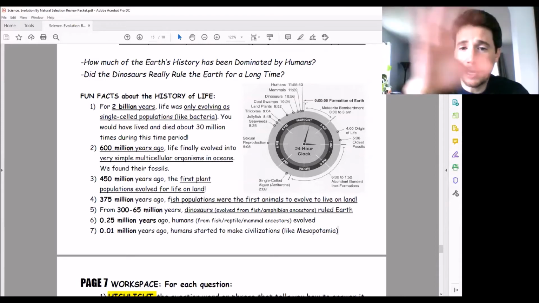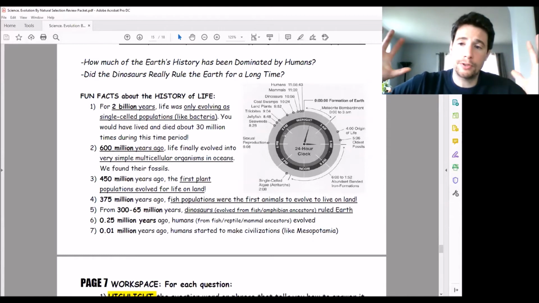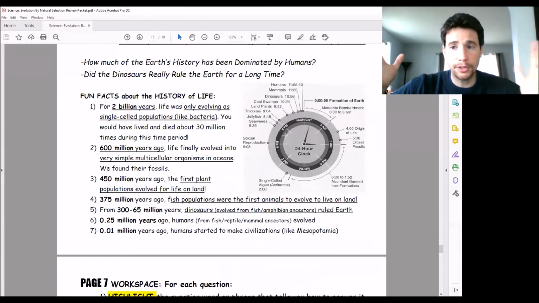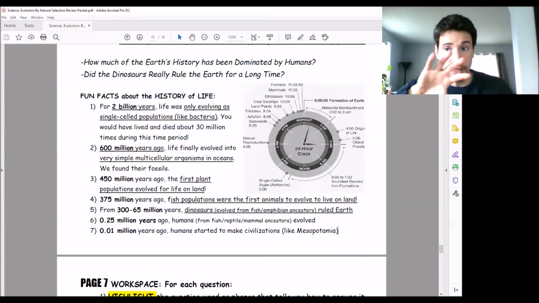in how life has changed over time on Earth, but also how long the dinosaurs were here and what has happened to the Earth since its beginning. So that's what this diagram shows you. It sort of crushes the whole age of the Earth and puts it into a 24-hour period.